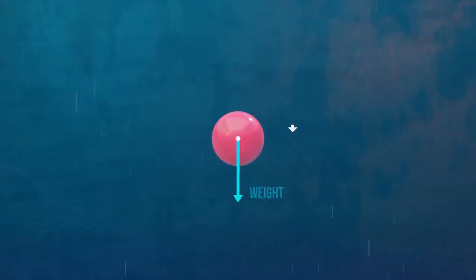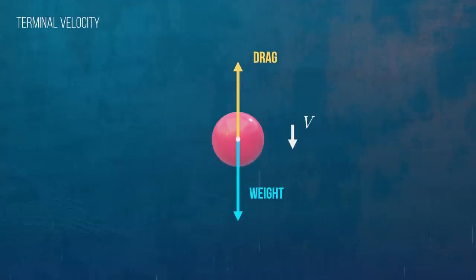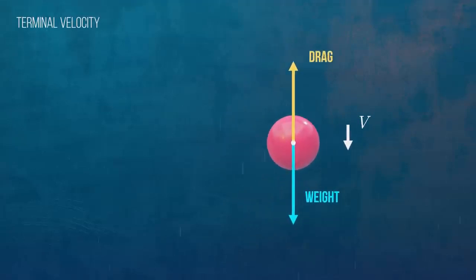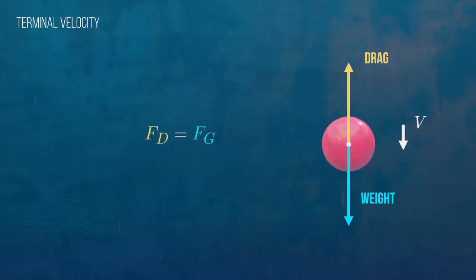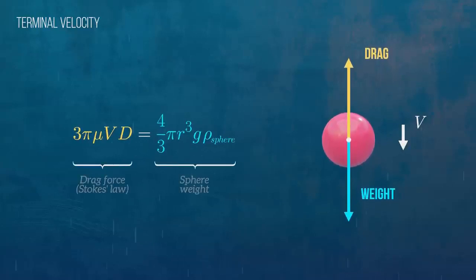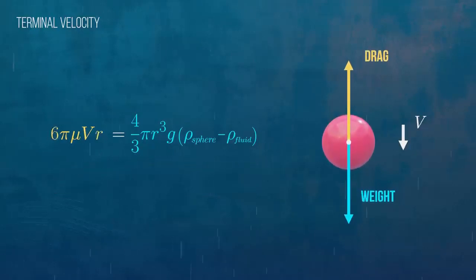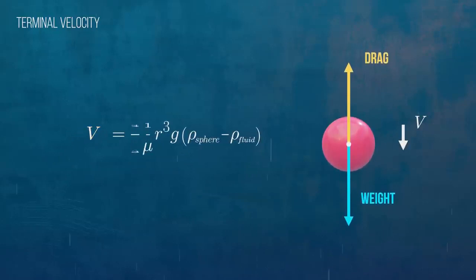As a sphere falls through a fluid, its velocity will increase, and so will its drag force. Terminal velocity is reached when the weight of the sphere perfectly balances the drag force, so that the sphere stops accelerating. The drag force is defined by Stokes' law, and the weight of the sphere is easy to calculate based on its volume and density. We just need to remember to subtract the density of the fluid as well, to account for the buoyancy force. And so, based on Stokes' law, we can obtain this equation for the terminal velocity of the sphere.